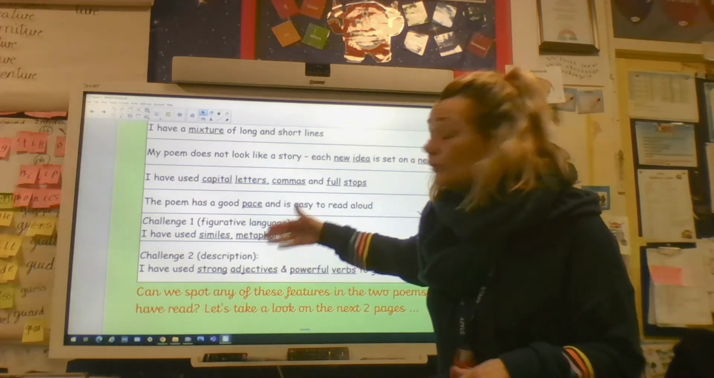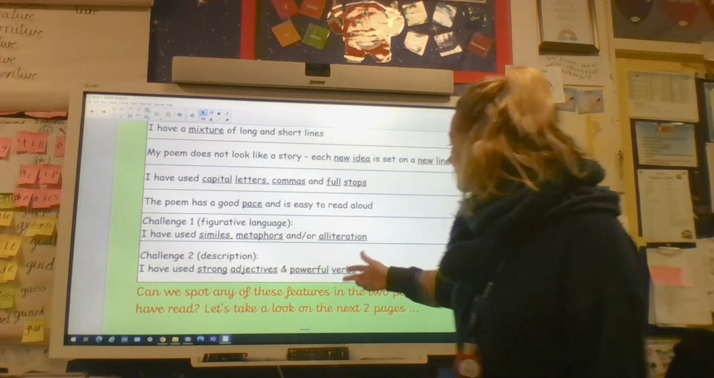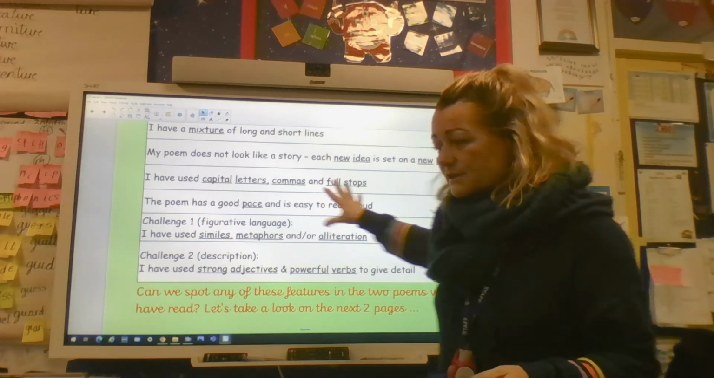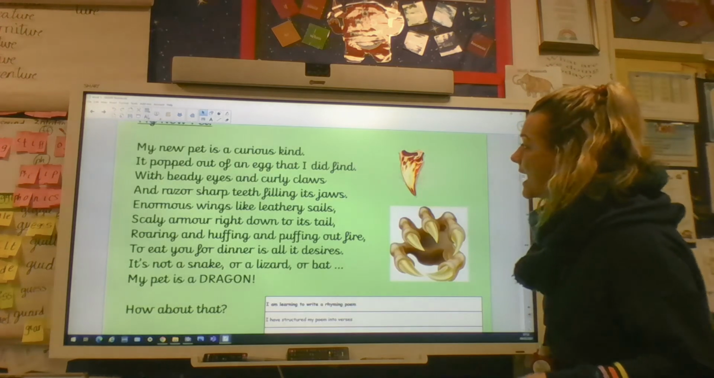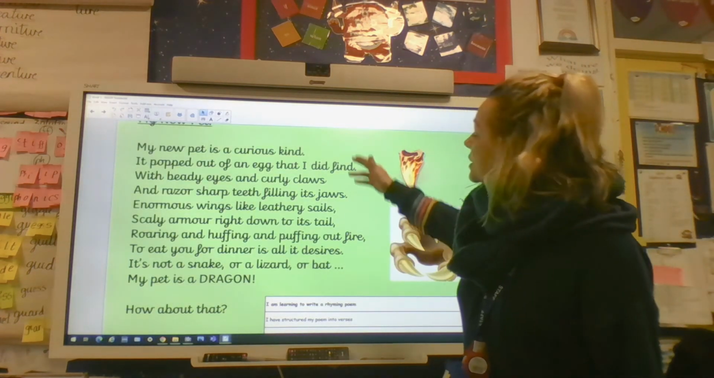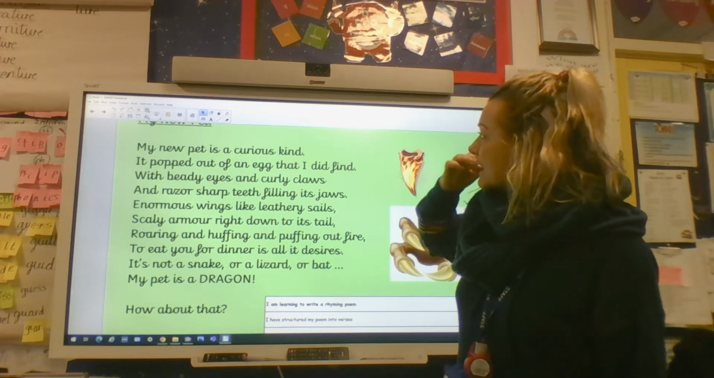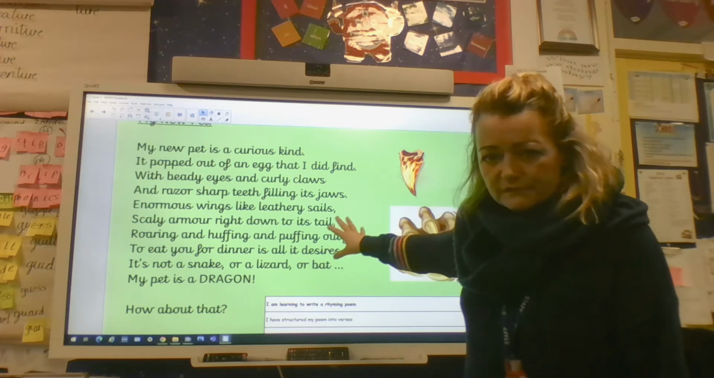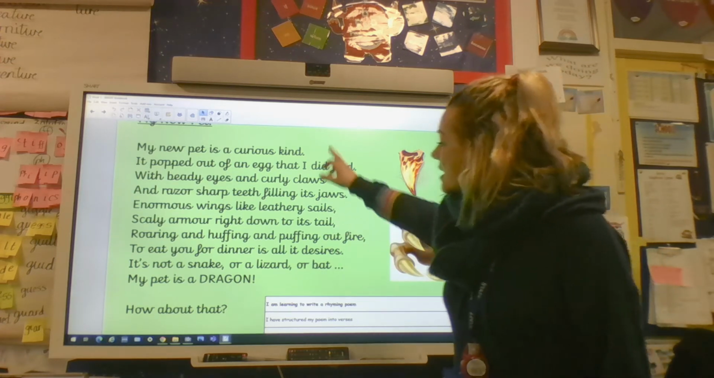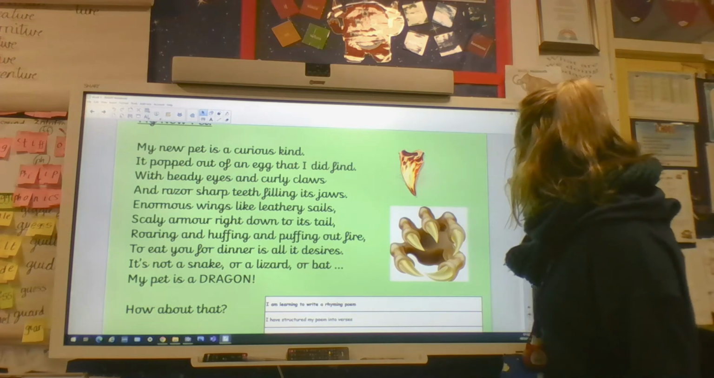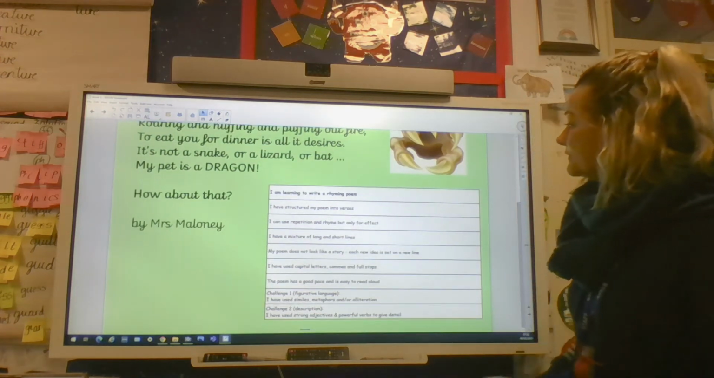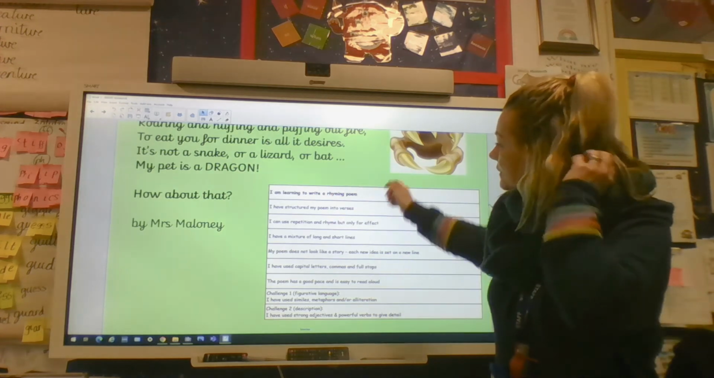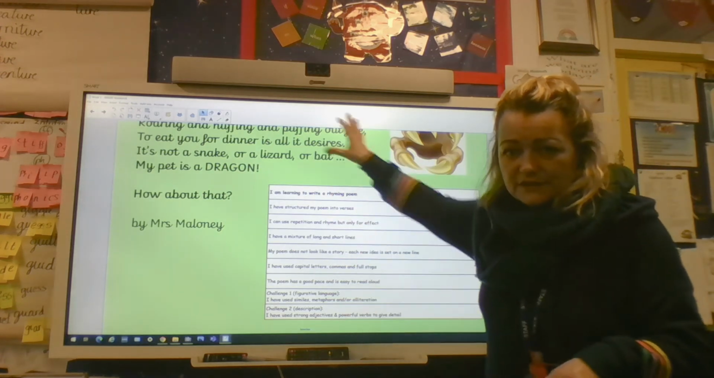And then another challenge using strong adjectives, those other descriptive words, and powerful verbs. So I'm asking you then to think about that success criteria, those features, and then go and look at our poems again. You can see with this poem, just thinking about the punctuation I talked about, that we do have some commas and full stops on this one. If you read back through that poem on the same page of the teaching slides, you will see that I have put the features of a poem up. So you can just tick through if you see these features in that poem.